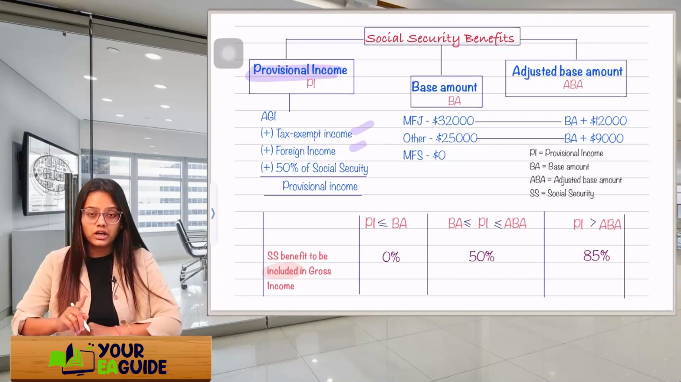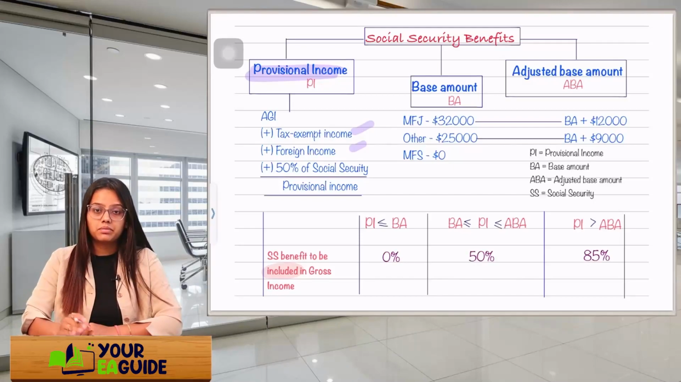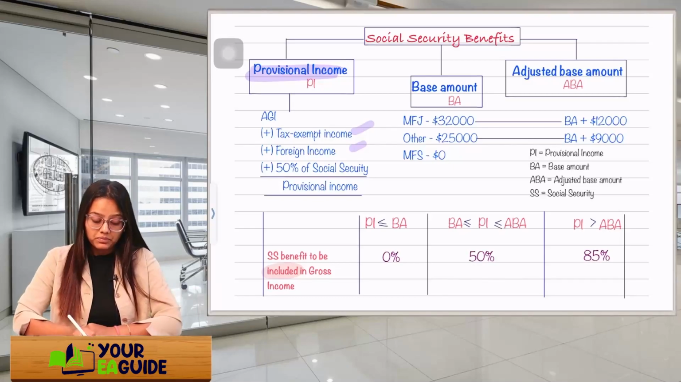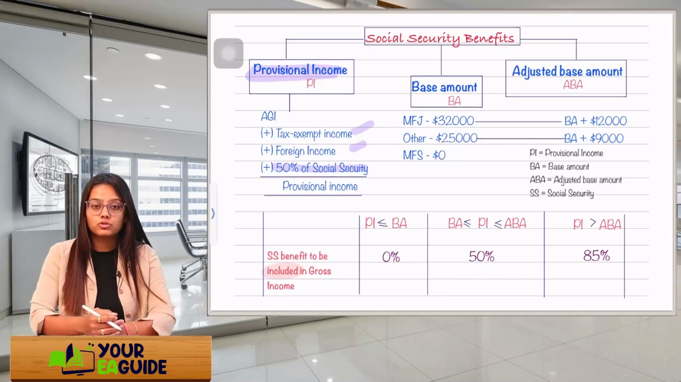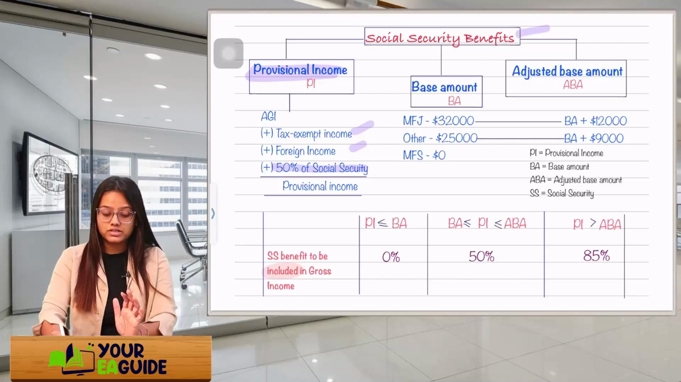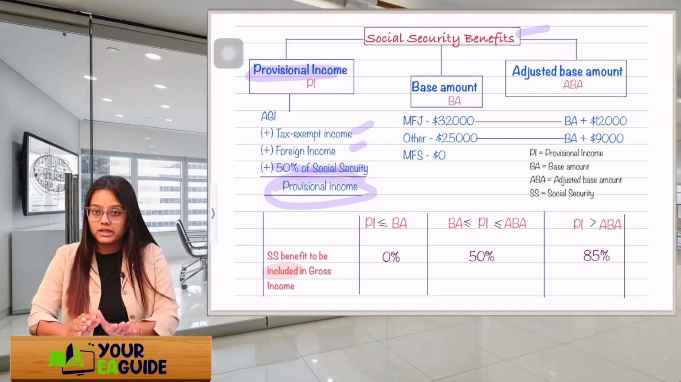See, if these things are already included, do not add them. Read the question carefully in the exam. If it is already given that this is the provisional income, or AGI including tax exempt and foreign income, do not add it back. Okay, else add it back. Plus 50% of social security. So take 50% of whatever benefit you are receiving. So this is your provisional income, right?